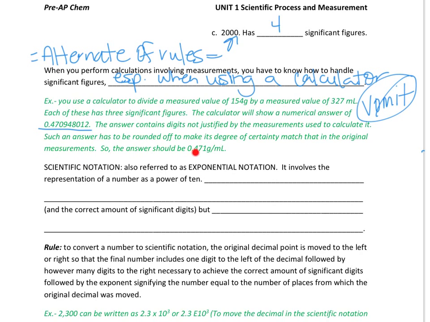So the answer should be 0.471 in this case, because you had three significant figures measured by the grams taken there, and 327 milliliters and whatever they were measuring there. And so the final measurement really needed to be cut off right there to match the accuracy of the measurements taken.